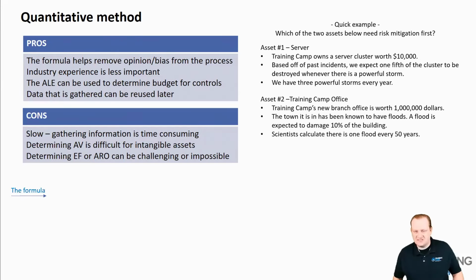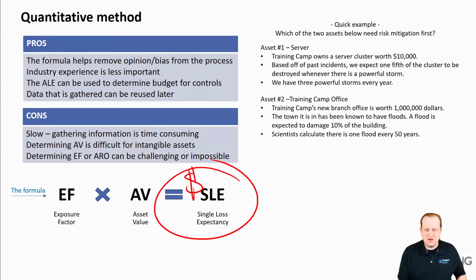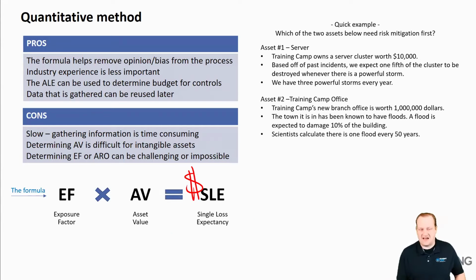We're trying to figure out which of these needs mitigation first, so we start plugging things into the formula. The exposure factor, or EF, is how much of an asset is lost whenever there's an attack. We're going to multiply that against the asset value, how much something is worth. When you multiply those together, you get the single loss expectancy, SLE. This is how much money you lose every time an attack happens. It's effectively your impact.